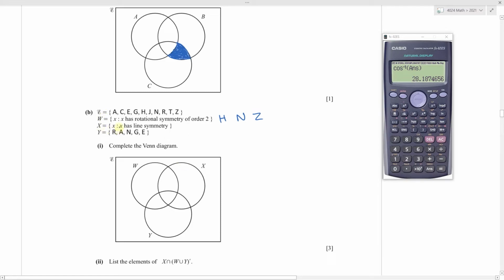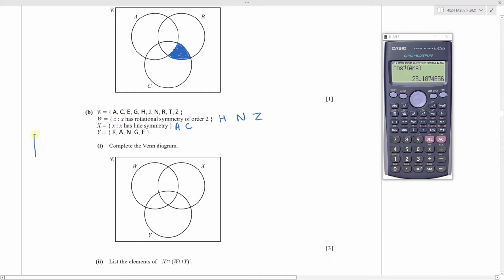X is a set which has letters that have a line of symmetry. So we know that A has a line of symmetry like this in the middle. So A is part of this. C also has a line of symmetry like this. So this is your line of symmetry for C. So C is also part of this.